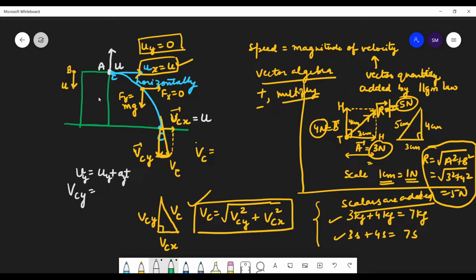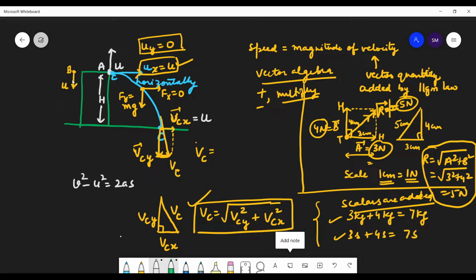Let us assume the height of the tower. Is it given to us? No. So let us assume h as the height of the tower. This height is h. So instead of time, we will be using the formula v square minus u square is equal to 2as.